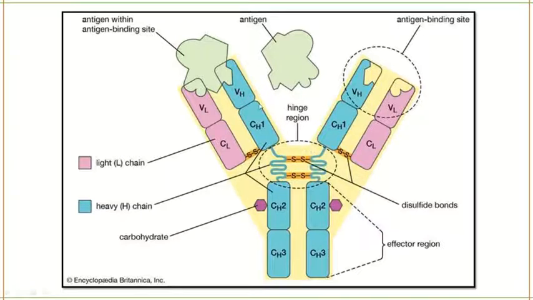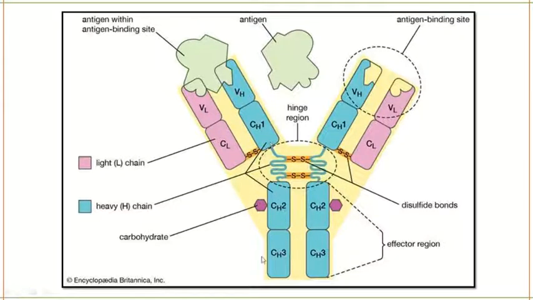Okay. You can see here the variable region on top. After that you have the constant region throughout. So near the antigen binding region you have the variable region. That is why, based on different antigens, the variable region also changes. So you have the variable region on top here, and after that you have three constant regions.